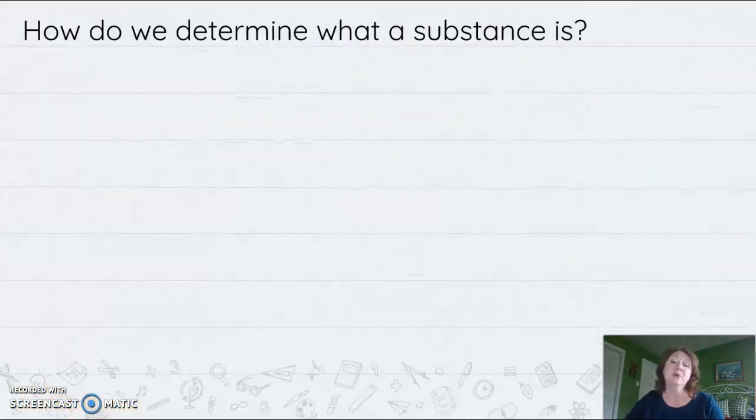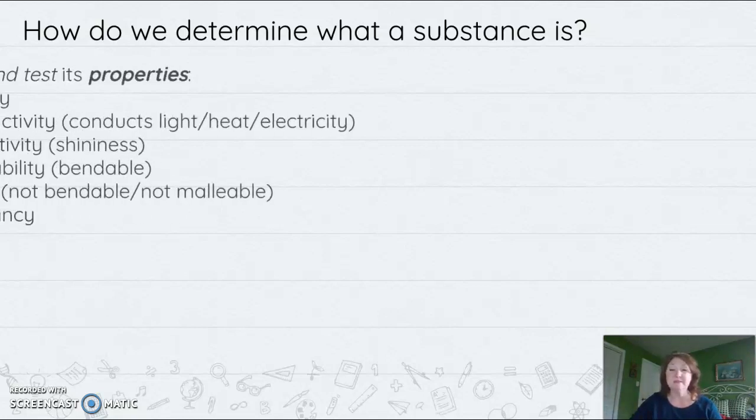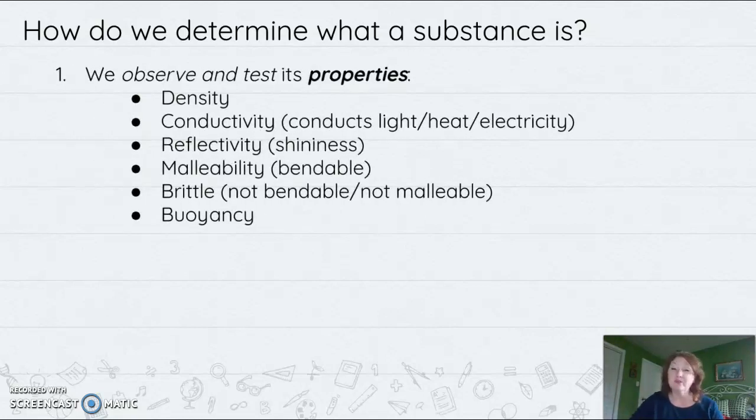So how do we determine what a substance is? Here's the reason we need to know those properties. Because the first thing you do when you have a substance that you don't know what it is, we observe and we test its properties. And we make a note. What is its density? How well does it conduct either light, heat, or electricity?